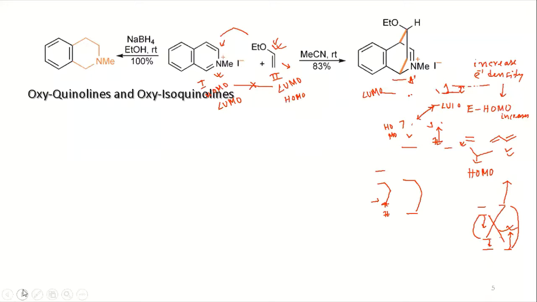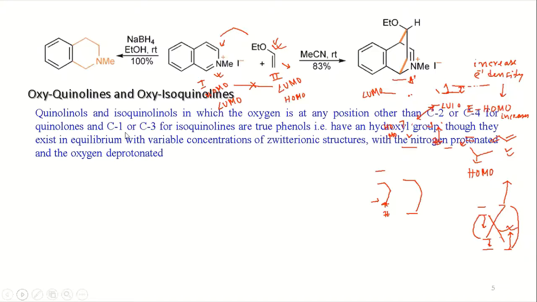And for hydroxyquinolines and hydroxyisoquinolines, where the hydroxyl is at any position other than C2 and C4 for quinolines, and C1 and C3 for isoquinolines, they act as phenols. They have a hydroxyl group, though they exist in equilibrium with variable concentrations, like the zwitterionic form with the nitrogen protonated and oxygen deprotonated. That will be clear if I give the actual form.